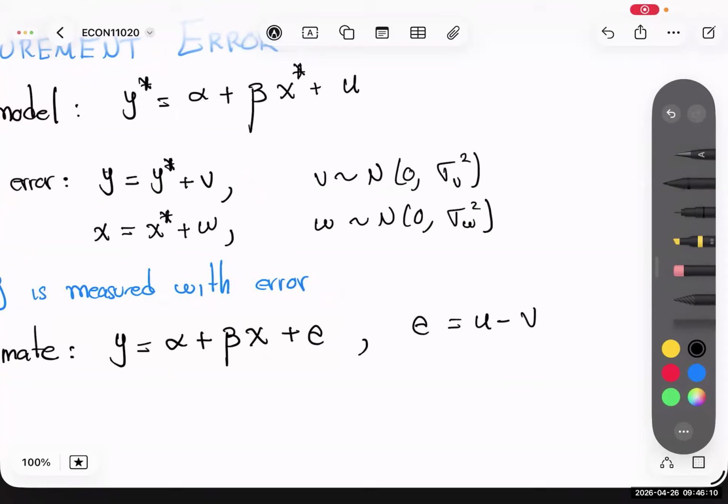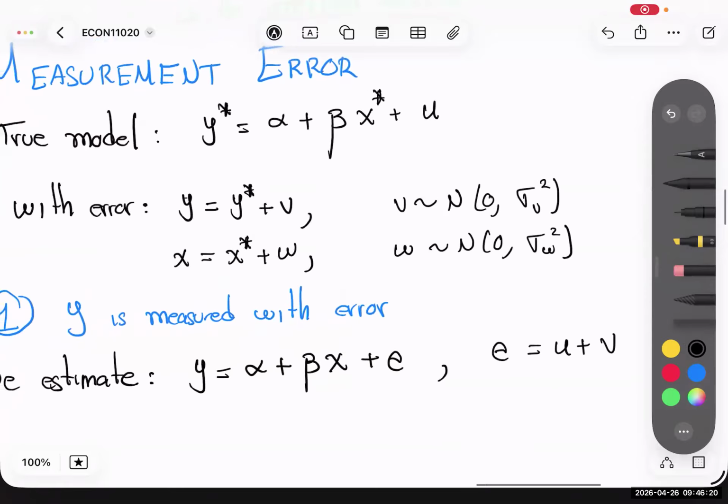Sorry, it's the other way around. It enters with positive sign precisely because it was negative on the left-hand side.